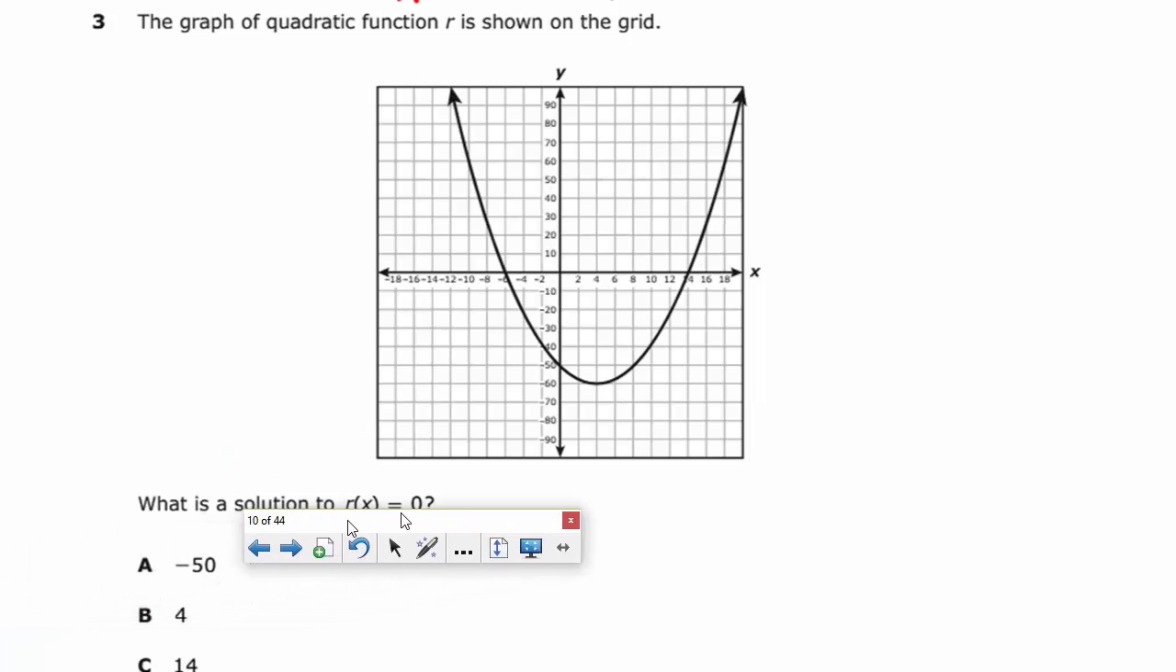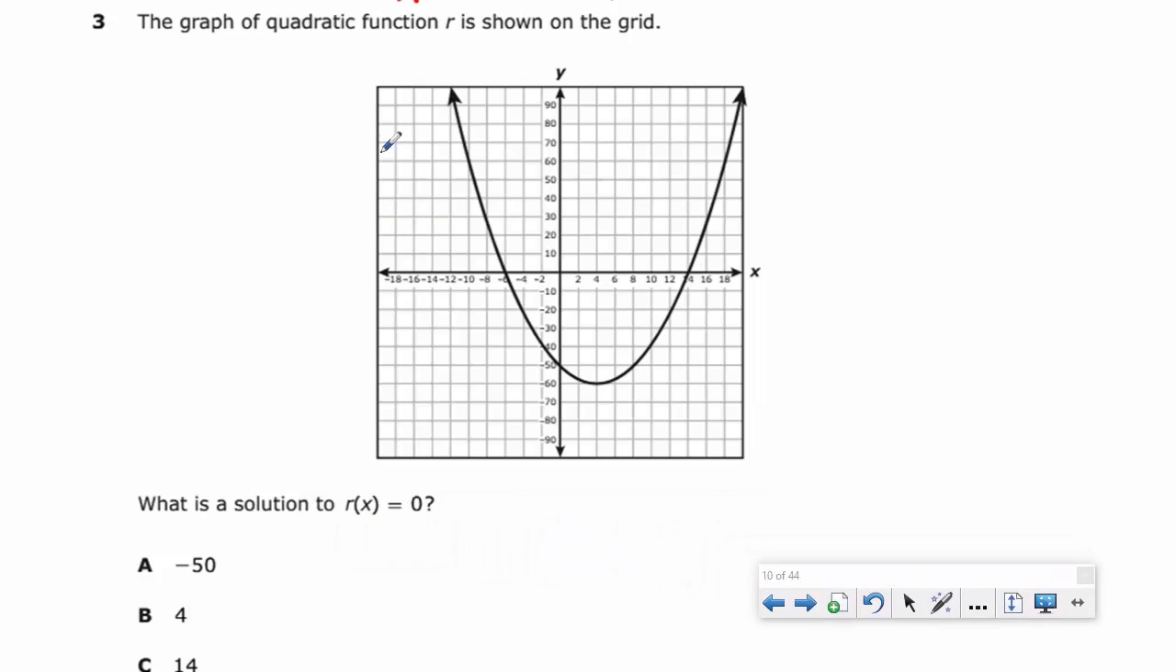So let me move this out of the way. It says the graph of a quadratic function R is shown on the grid. The quadratic function, as you well know, makes a parabola. That's what this U shape is called. They're saying what is a solution to the graph equaling 0? This graph will equal 0 on the x-axis. Wherever this graph crosses the x-axis, that's where it is equal to 0. That's where the y value is 0.